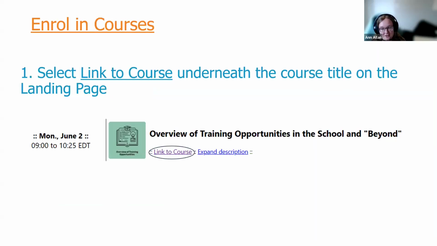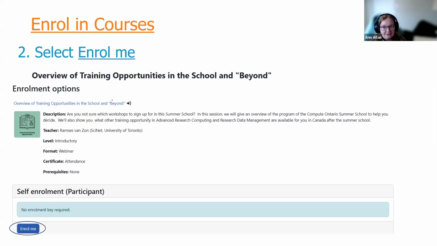Once you've logged in, you'll need to navigate back to the landing page. If you've signed in from the landing page, you can select the previous tab in your browser because the login page opens in a new tab. Once you're on the landing page, scroll down to the schedule and select Link to Course under a course that you're interested in. After selecting Link to Course, you'll see a page with the course description, and you can select the Enroll Me button to enroll in the course. Repeat these steps for all of the courses that you're interested in.